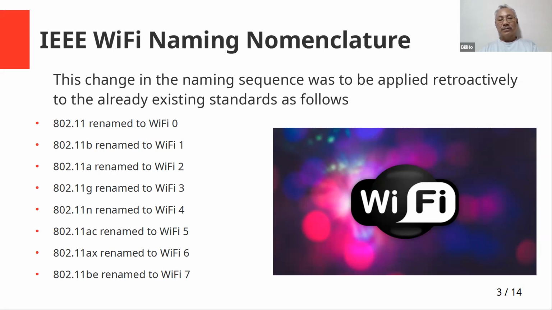And with so many numbers, a lot of people get confused. That's why they renamed it, using a numbering sequence. So they say 802.11 is Wi-Fi 0, then 802.11b is Wi-Fi 1, and so on.